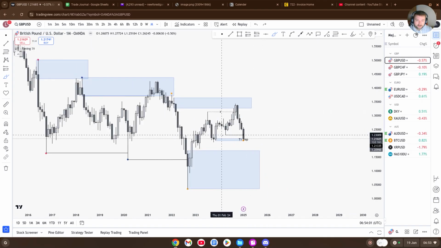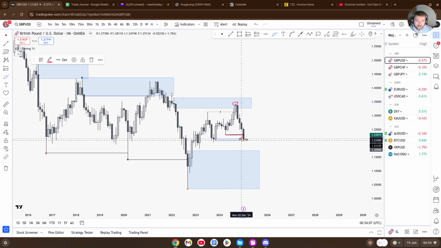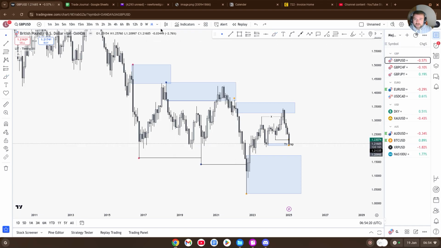We've just broken structure right here, which is also a run of liquidity. So we have a range now from here to somewhere in here. So we can expect, now that we've taken out liquidity, what's next? A pullback. A pullback into somewhere like that. So let's just drop down a little bit more.